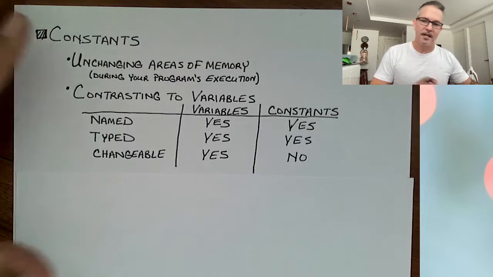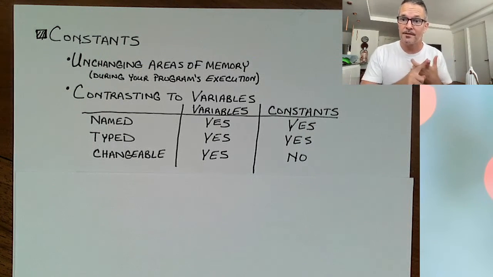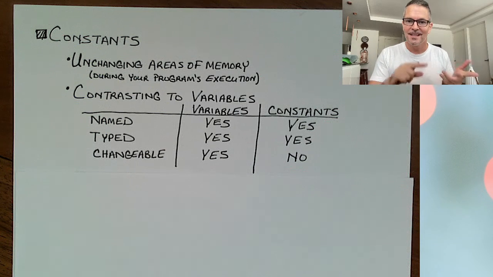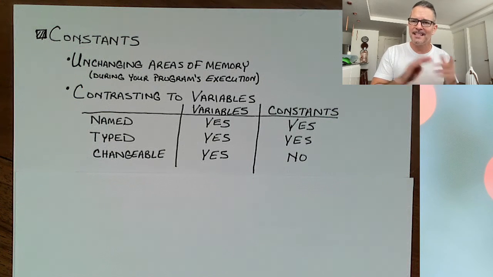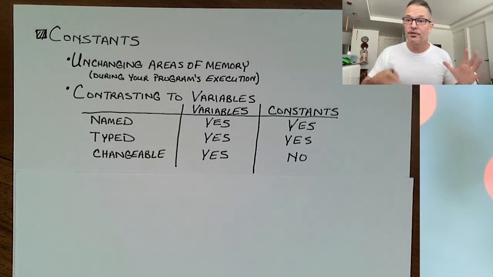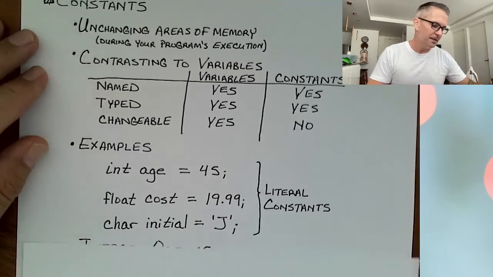Let's compare and contrast the differences between variables and constants. Both of them have names, often. They can be named. Both of them are typed. They have a certain type that they get stored as in memory, either an integer, a floating point, a character, etc. And lastly, changeability. Variables, you can change them during your program and reassign them to different values. Constants never change. So let's take a few examples.